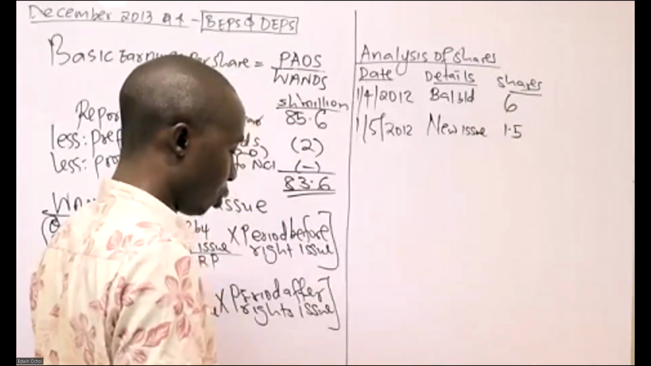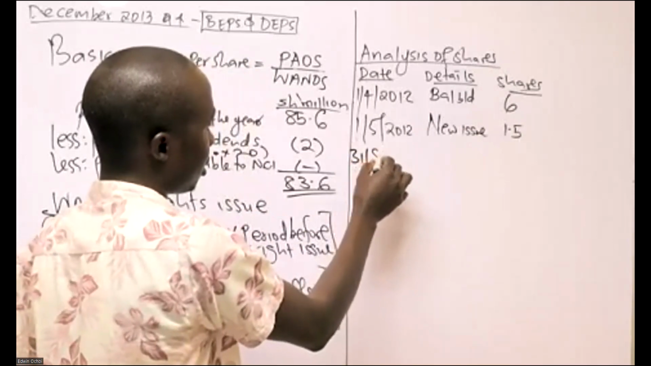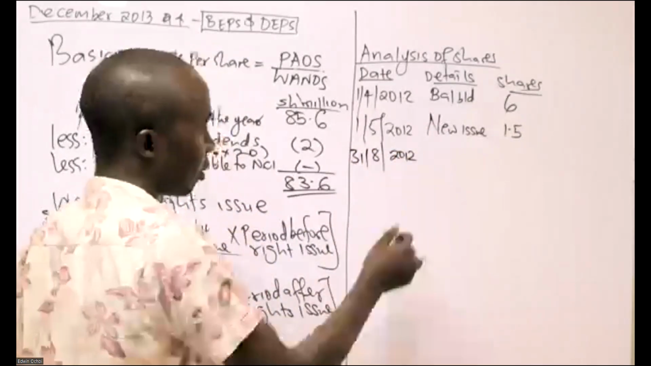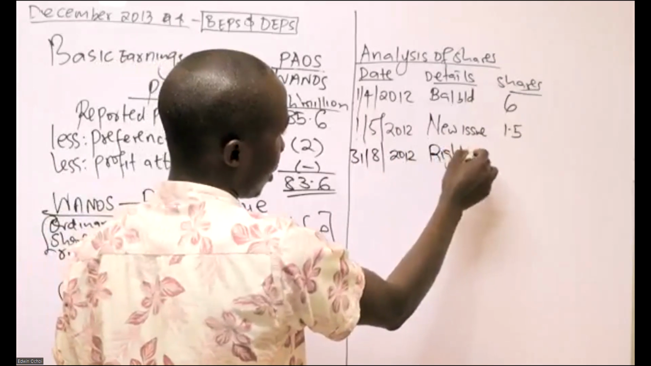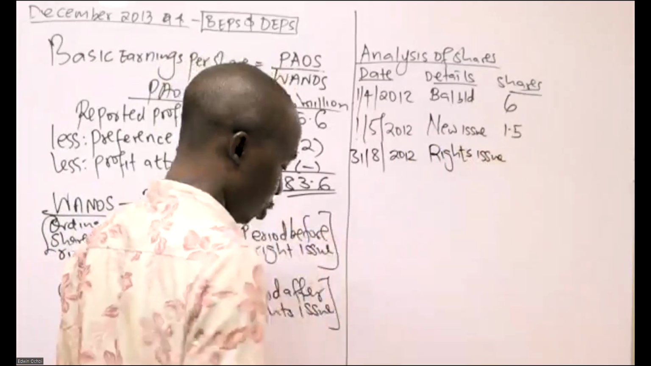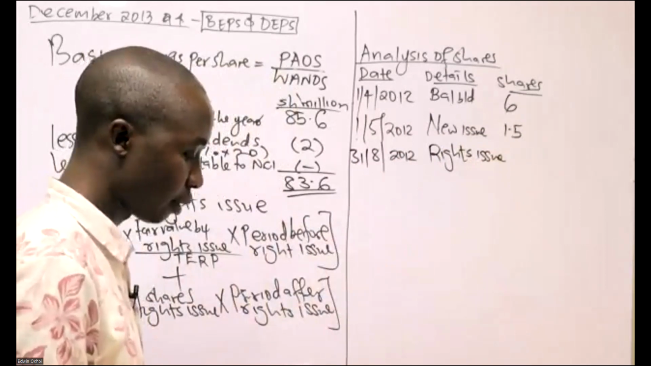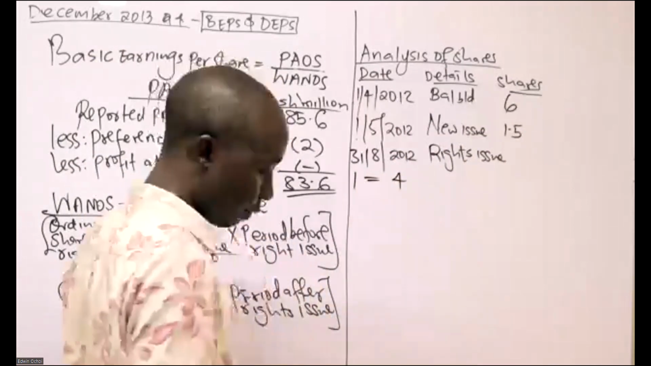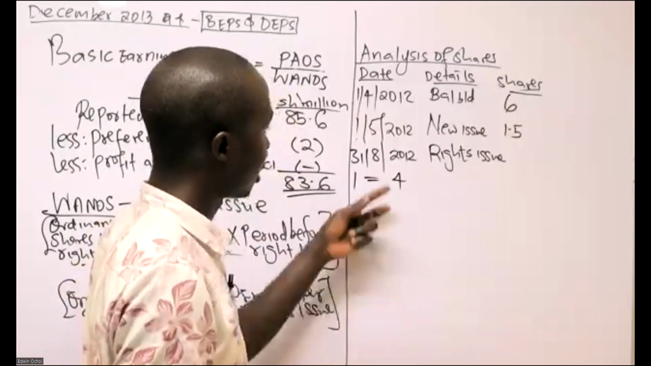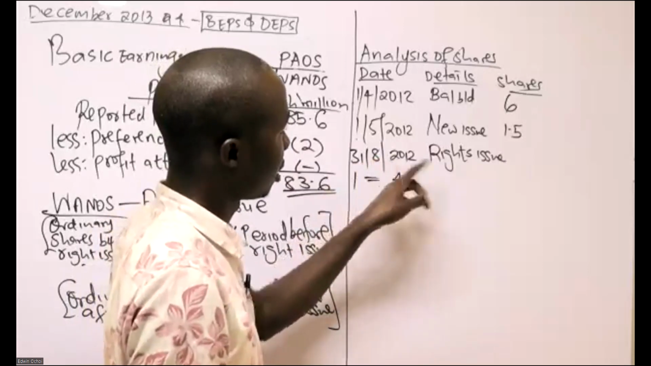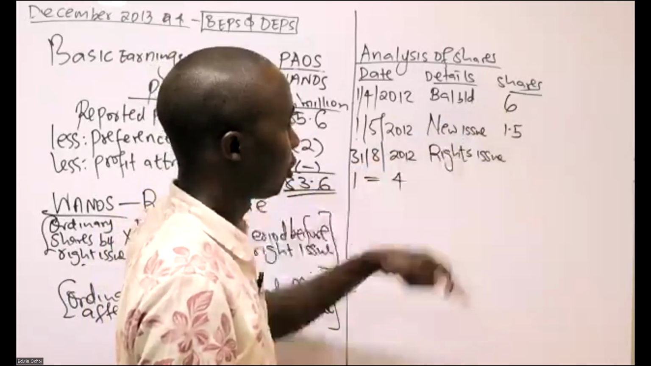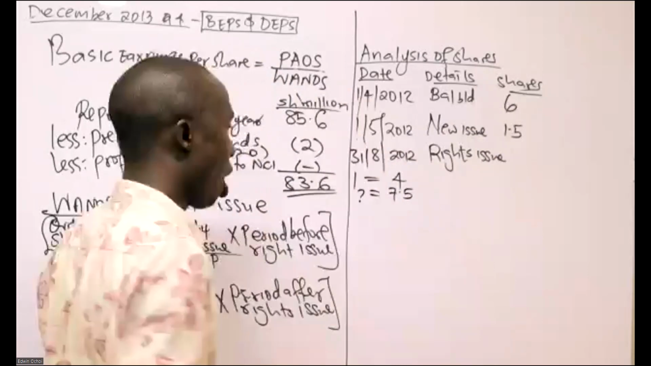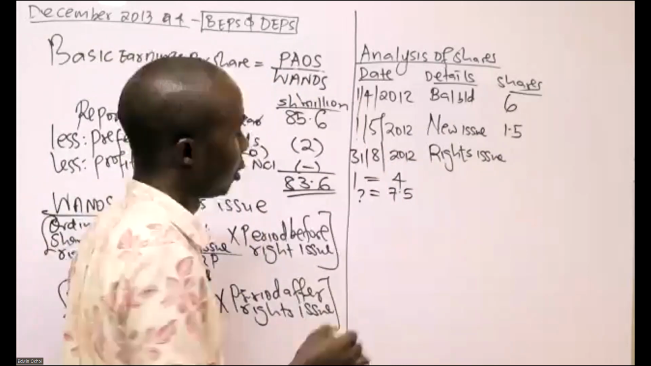Then going forward to note 3, there's 31st August 2012, when they made a rights issue in the proportion of 1 ordinary share for every 4 held. As at this time, the number of shares held is 6 plus 1.5, so we have 7.5. So how many shares did they issue through the rights issue? We cross multiply.